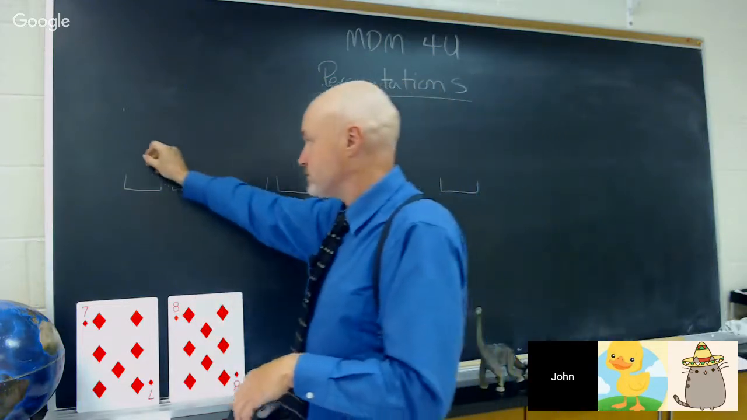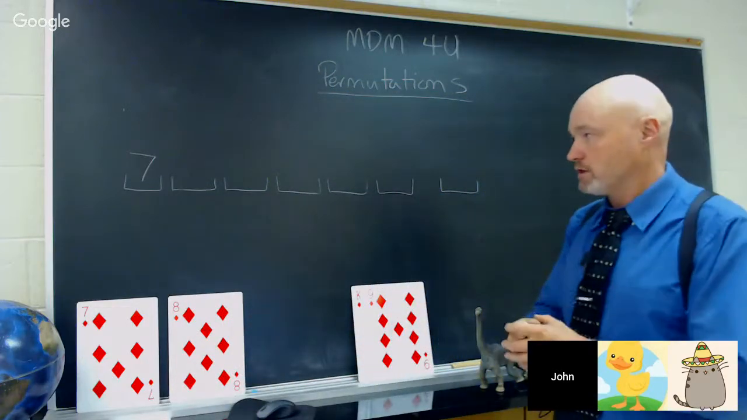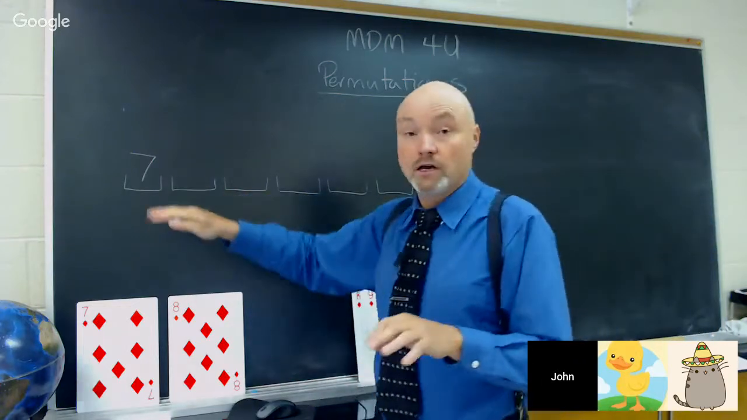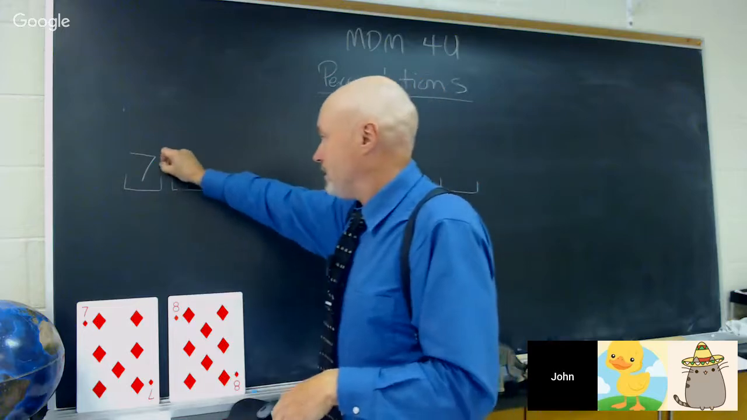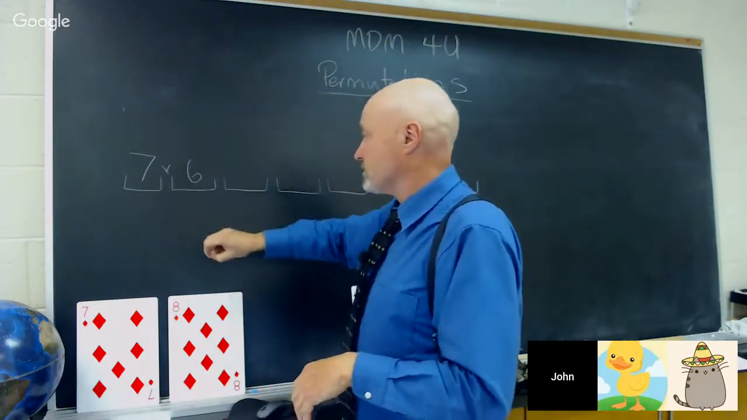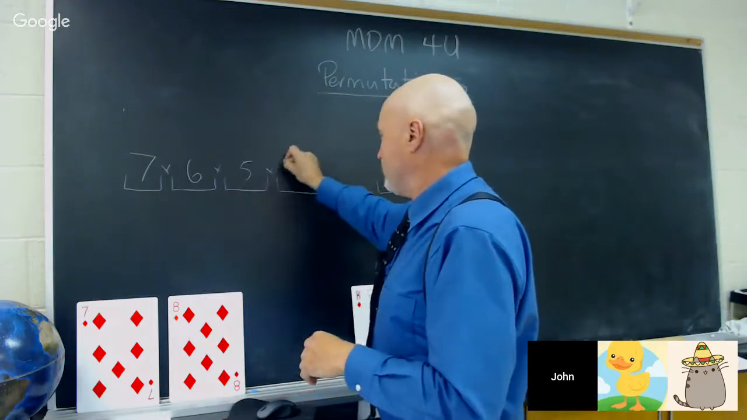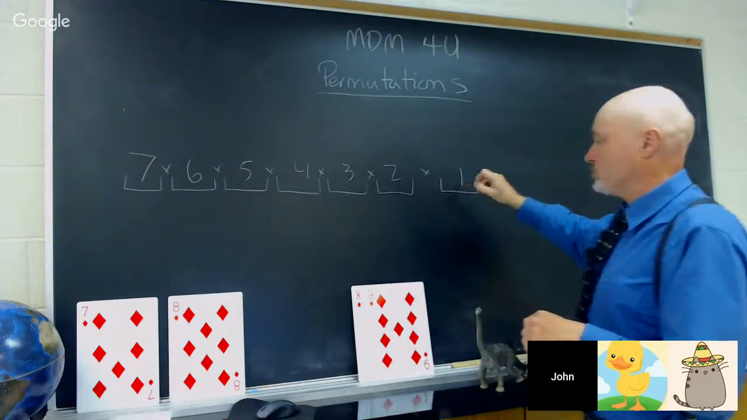Okay, so instead of going through all of the arrangements, I'm going to say, well, for the first place I have 7 choices. And these are not independent. Once I make that first choice, that card's used up. In my next place, I have 6 choices. And in my next place, I have 5 and 4 and 3 and 2 and 1 choices.